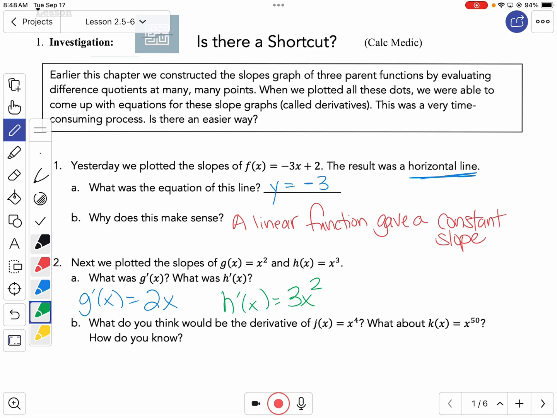Exactly. Oh, you put that. The derivative of x squared equals 2x, right?